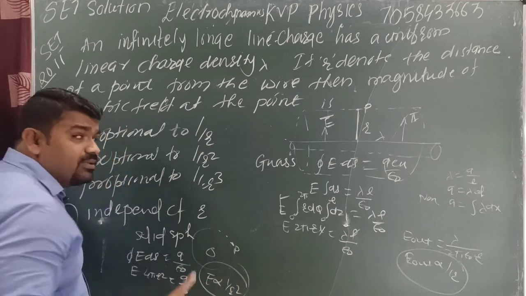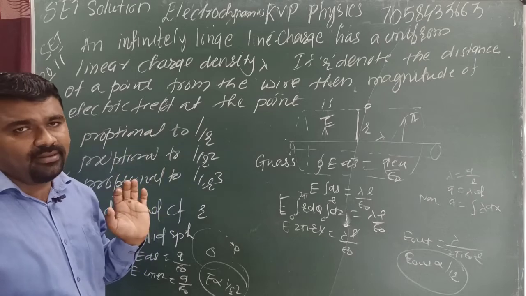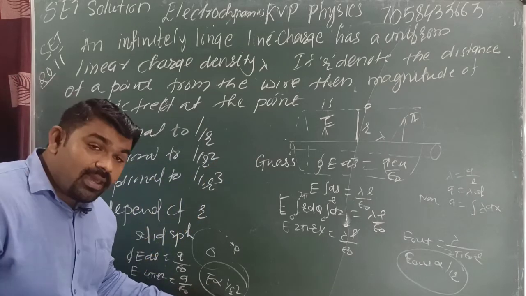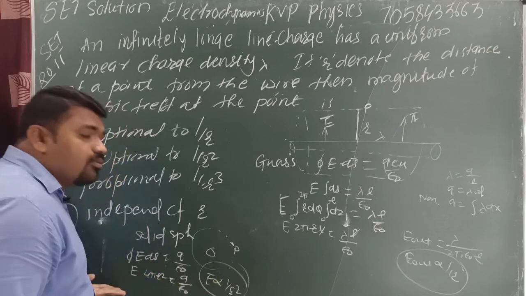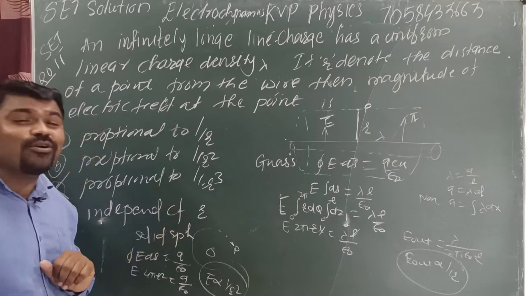No problem. But in which case? Solid sphere, not cylinder or wire. Electric field is 1 by R square for which case? For solid sphere. Third one, independent of R, this is also possible. Okay.